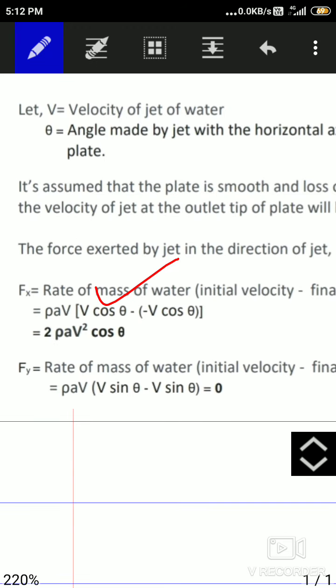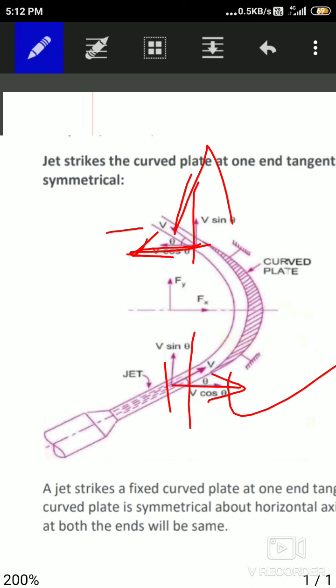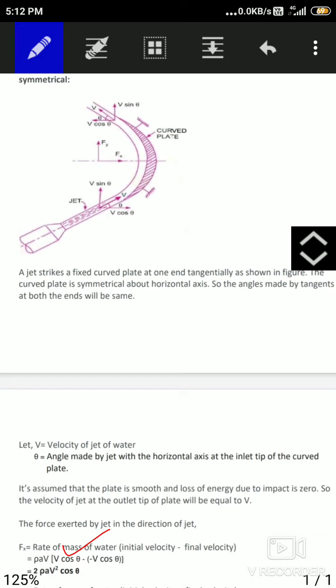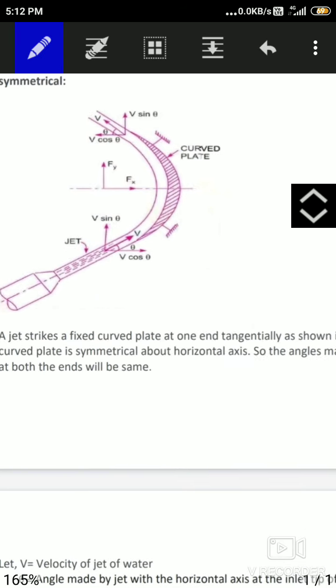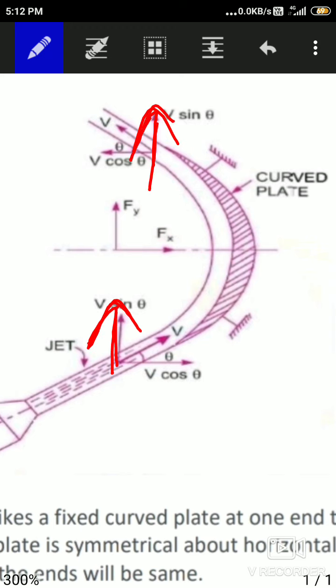And Fy means the force in this direction. That we need to derive now. Here we need the vertical component of velocity. So at the inlet, the vertical component is v sin theta. At the outlet, the vertical component is v sin theta. Both are in the same direction. That's why the sign will be the same for both.